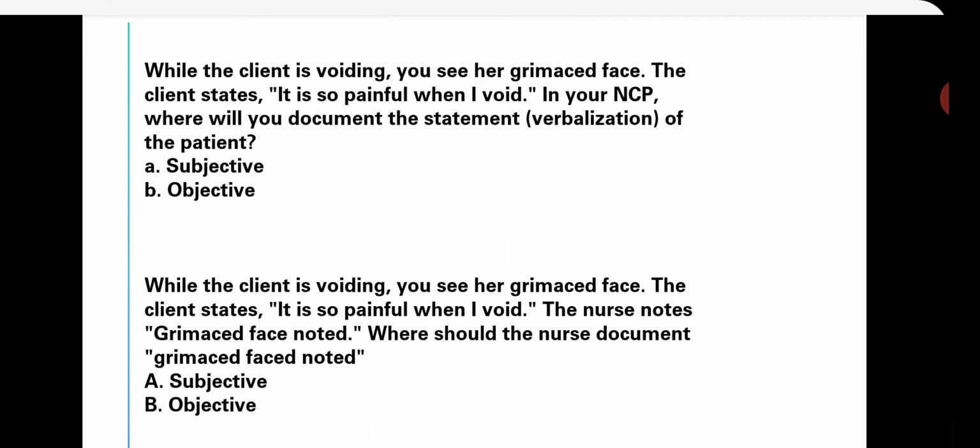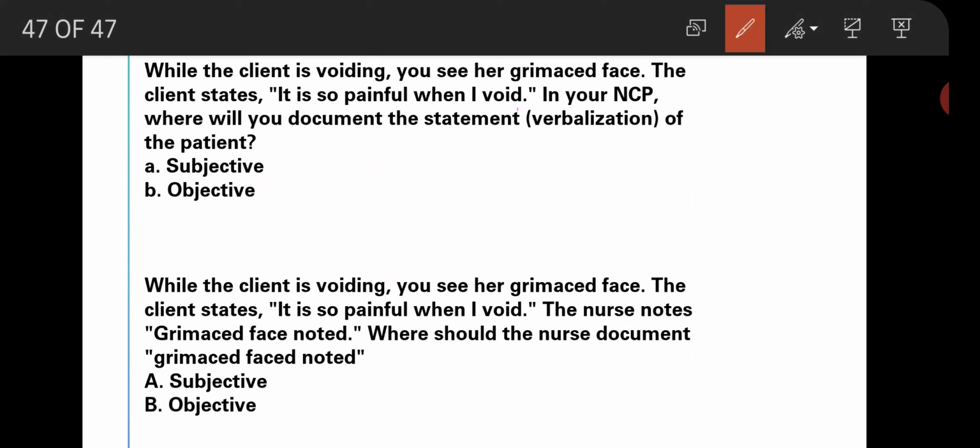While the client is voiding, you see her grimace face. Habang umiihi yung client, the client states, sabi ng client, it is so painful when I void. So, is it subjective or objective? The statement of the client. Yes, it is subjective. Any statement, any report or verbalization made by the client, they are subjective cues.